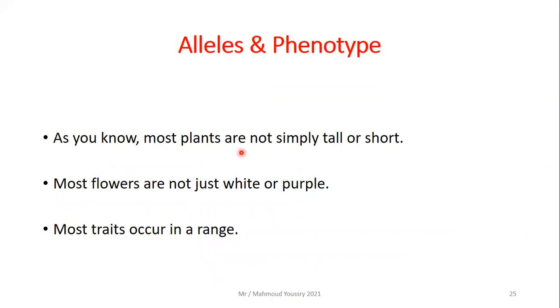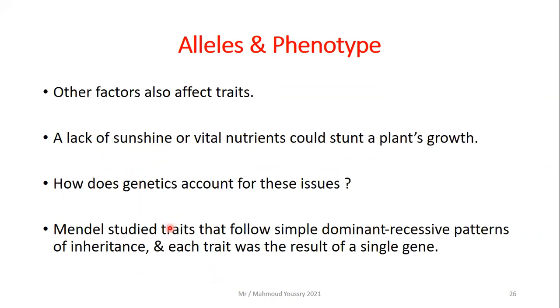As you know, most plants are not simply tall or short. Most flowers are not just white or purple. Most traits occur in a range. Other factors also affect the traits. A lack of sunshine or vital nutrients could stunt or stop a plant's growth. How does genetics account for these issues?